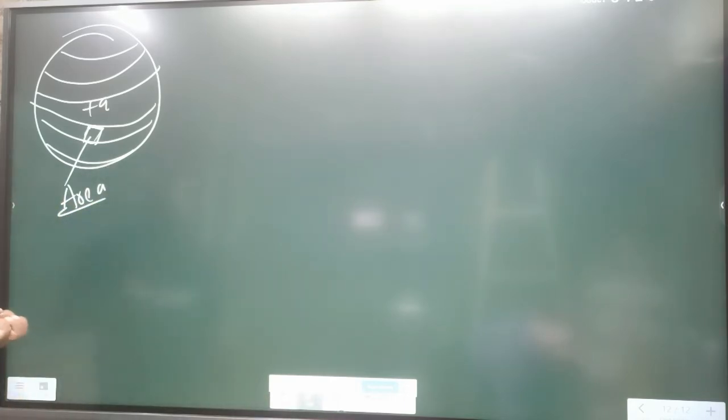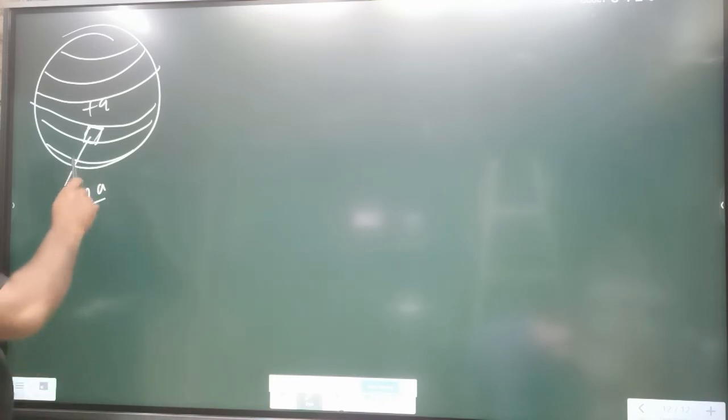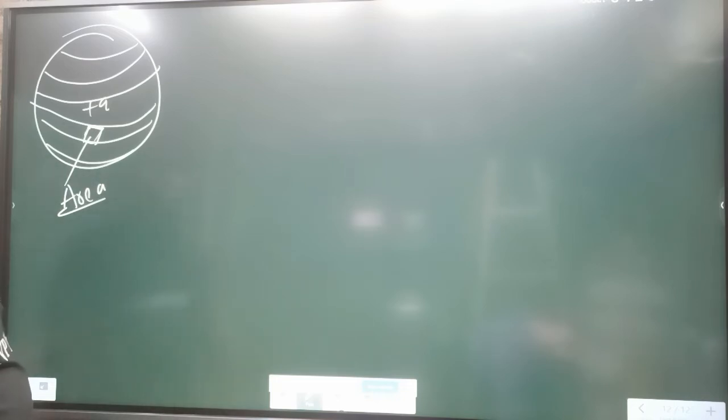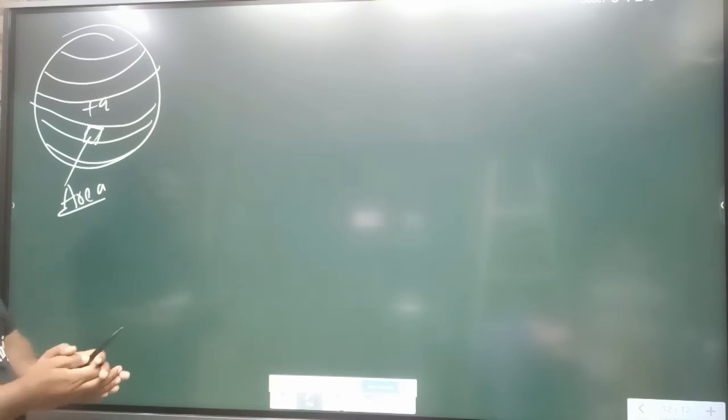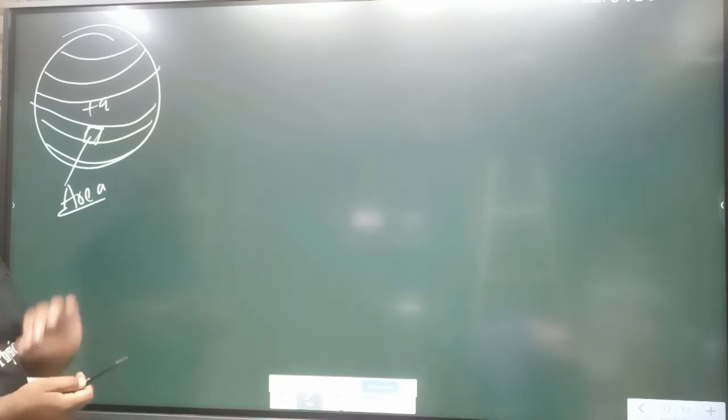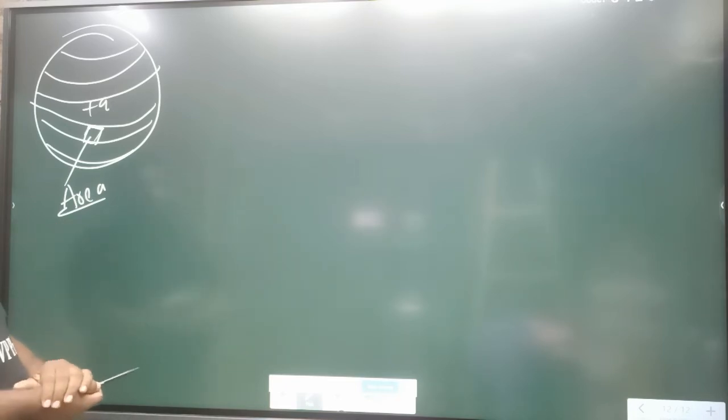On sphere, is the strength of electric field constant or variable? Constant. R is fixed. For the particular sphere, R is constant. At that time, the electric field is constant. The electric field is also constant at that point, at that distance.